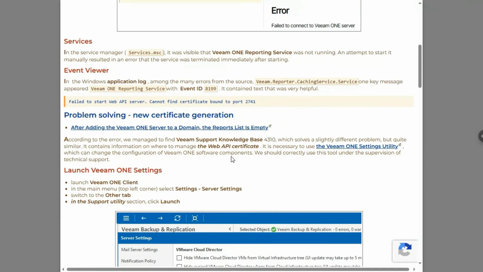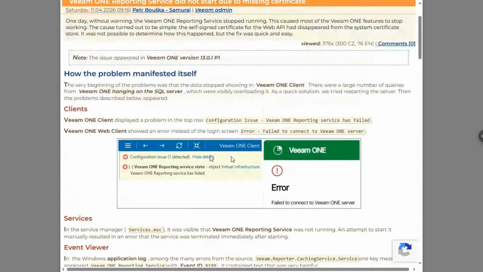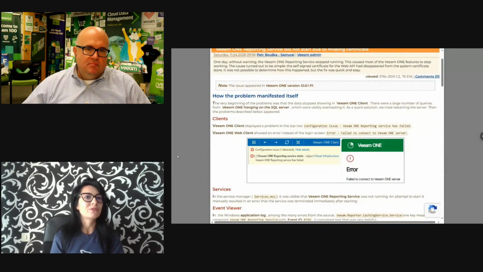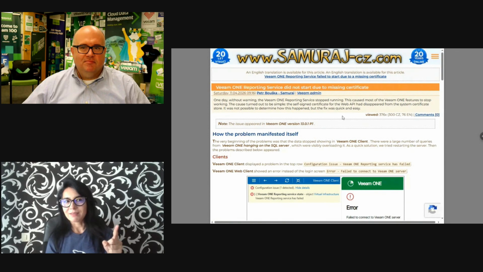I guess the big lesson is when Veeam ONE reporting fails hard, always check certificates early, not just services or SQL, because you're going to get some frustrations going on because you are not going to know where it's coming from. You're going to look in all directions and then you're going to be like, oh, wait, that was it.